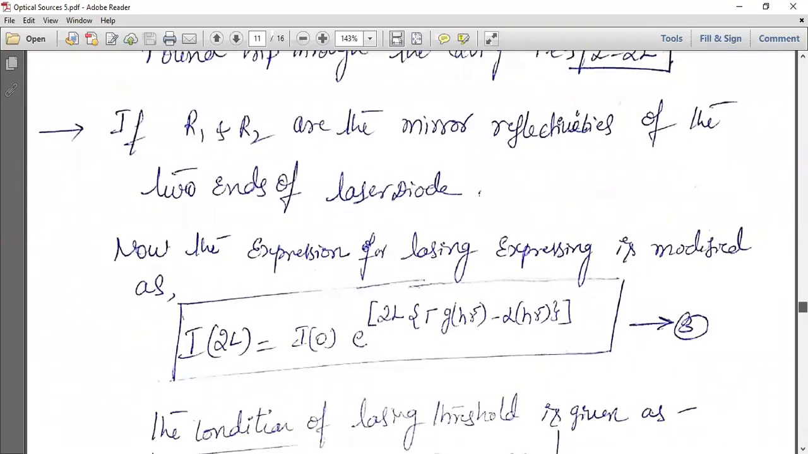R1 and R2 are the reflectivities of the material. You have reflectors at the ends. What is the reflectivity of those? Again, it depends on the material. So those reflectivities are R1 and R2. One is from a grating, another one is from a reflector.